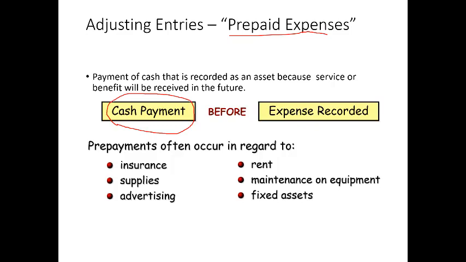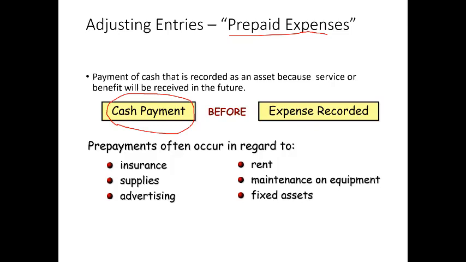Rent's going to come up with all of these. I think rent is usually a prepaid expense. So if you guys are all paying rent to stay in your apartments or wherever you're staying, you pay that up front usually, and then you get your month's worth of rent, a place to stay for a month, or however long you're prepaying it. Maintenance on equipment and fixed assets.